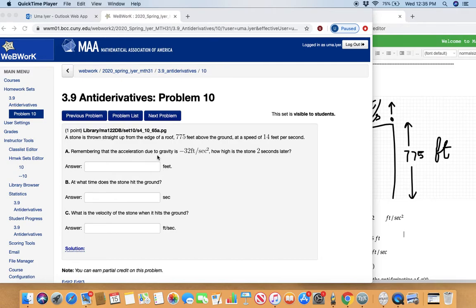Remembering that the acceleration due to gravity is negative 32 feet per second squared, how high is the stone 2 seconds later? At what time does the stone hit the ground? What is the velocity of the stone when it hits the ground? So there are three questions here, A, B and C.